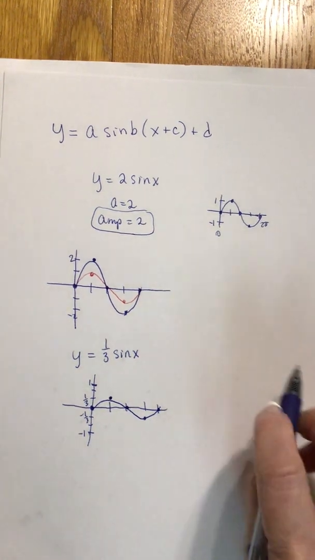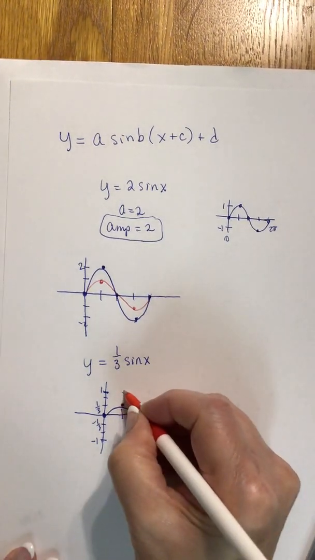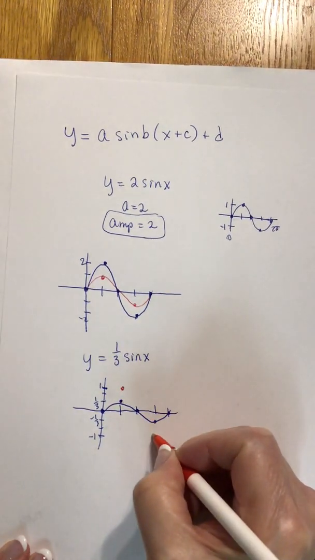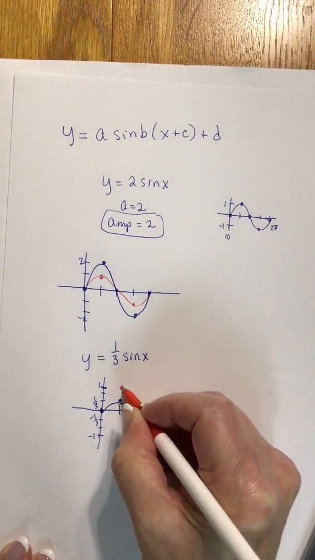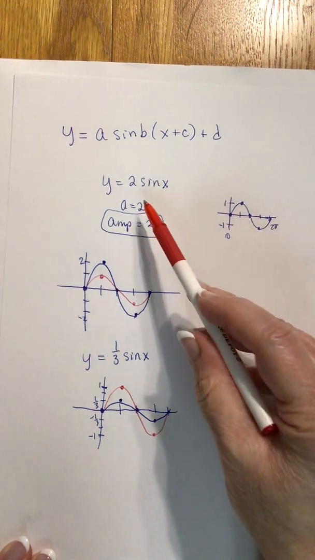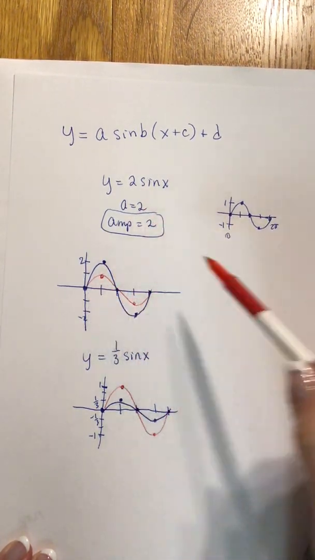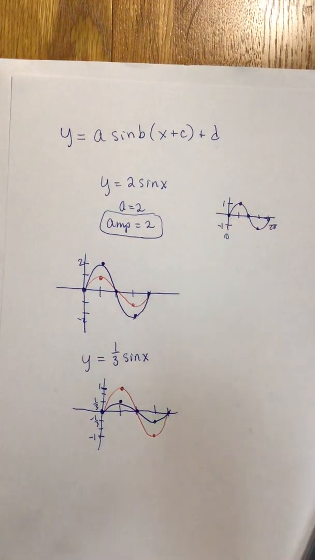So our original graph went up to 1 and down to negative 1. So our original graph looks something like this now. So if the number for the amplitude is bigger, it's going to be taller. If the amplitude is less than 1, it's going to be shorter. So that's the A.